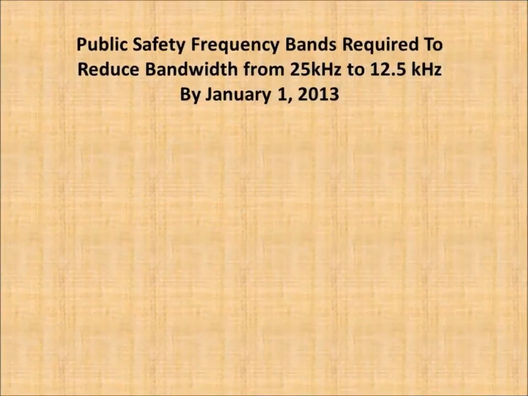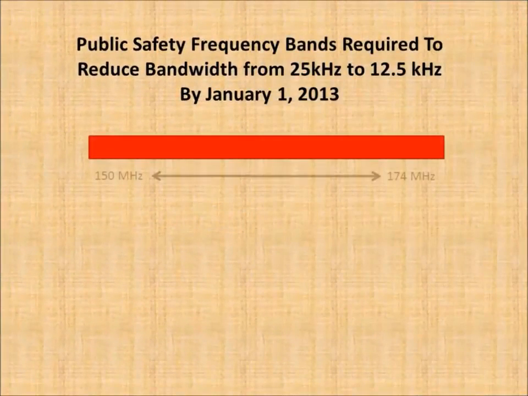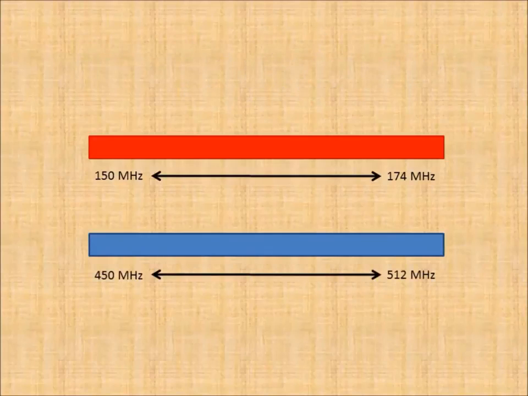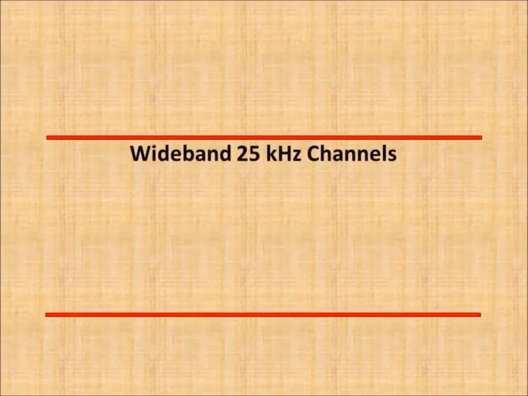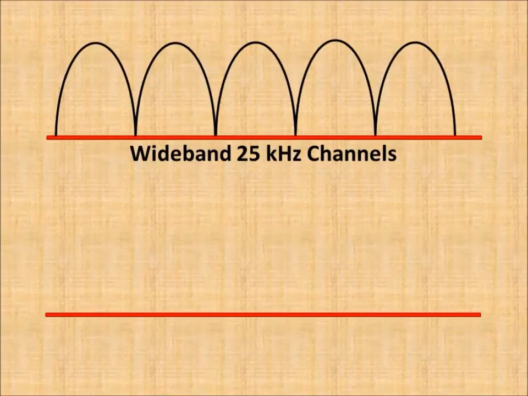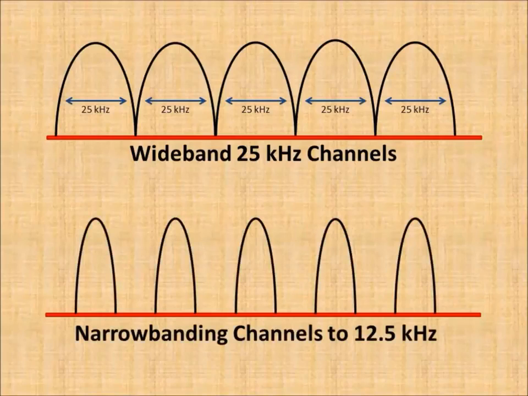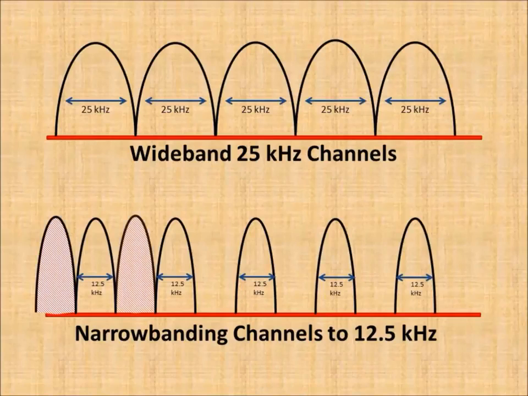Narrowbanding requirements affect public safety users who operate in certain frequency bands, generally 150 to 174 MHz and 450 to 512 MHz. The intent of narrowbanding is to gain additional frequencies by reducing the bandwidth of a licensee's transmitter signal. Transmitters were licensed for use with a 25 kHz bandwidth. The FCC narrowbanding mandate requires this bandwidth to be reduced by half. These 12.5 kHz channels would now make space for other licensees.